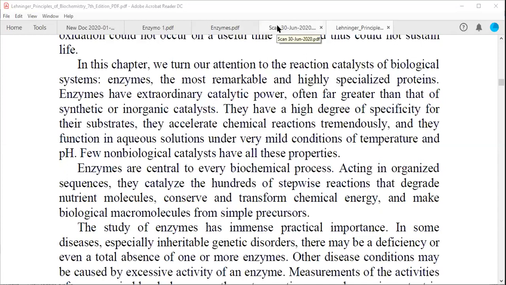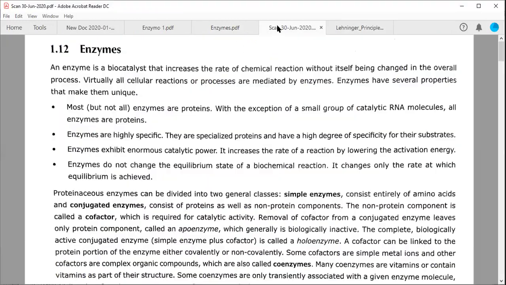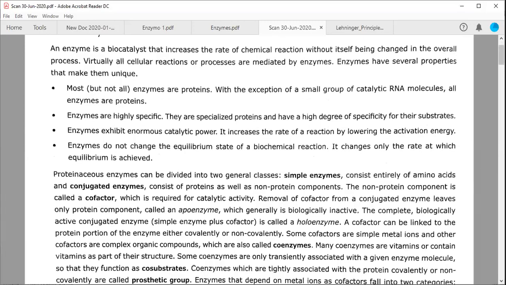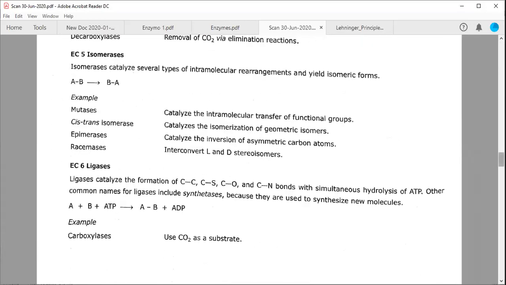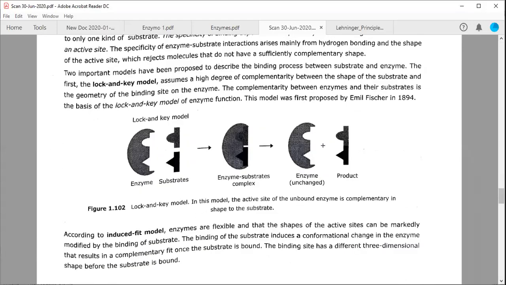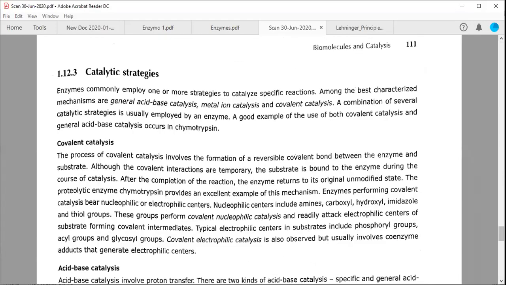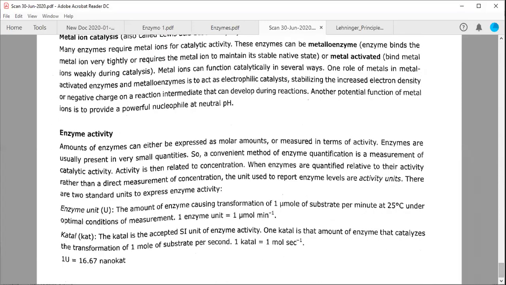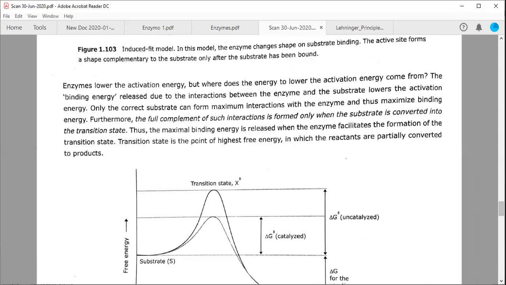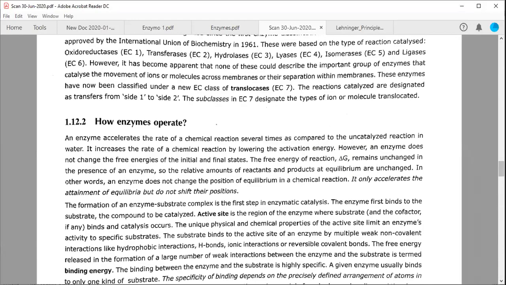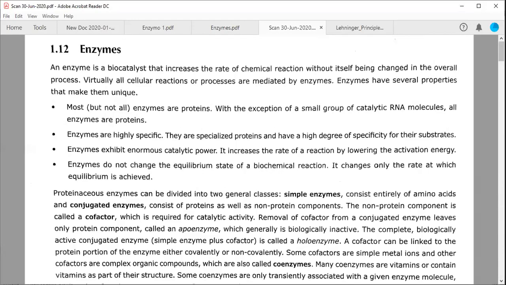So if you want to know which enzyme is having the maximum catalytic power, you can get this from this particular PDF. We will discuss these things: acid-base catalysis, covalent catalysis, and so on. Sorry, actually it is not covered in this particular PDF, but actually the catalase enzyme is having the maximum catalytic power, which can convert the maximum number of substrate molecules per second.